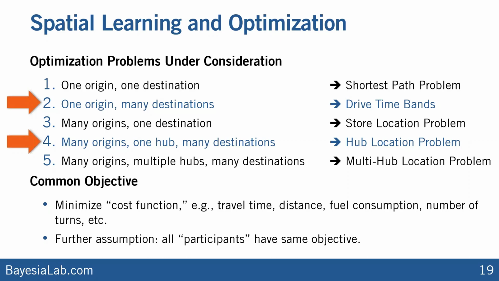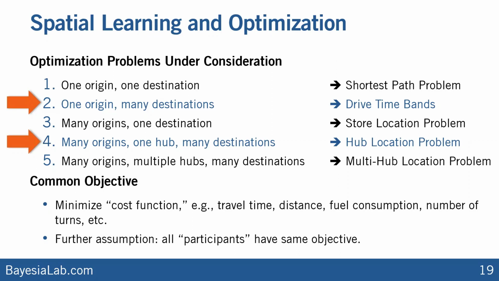Problem number 1: one origin, one destination. That's the traditional navigation task, which is typically about what's the shortest way to get from point A to point B, or perhaps the fastest. So that's the simple one. That's what we do pretty much every day.